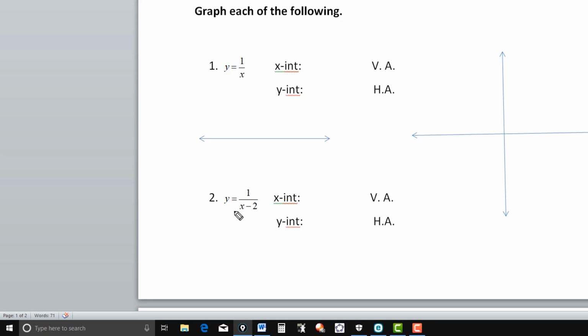Y equal to 1 over x minus 2. Okay, so let's do the y-intercept first. For the y-intercept, replace the x by 0. And you can see if I replace the x by 0, I get 1 divided by negative 2, so I get a negative 1/2. Okay, so we do have a y-intercept here at (0, negative 1/2).